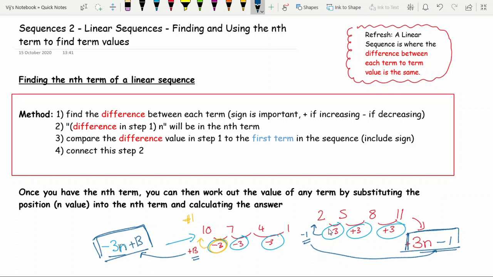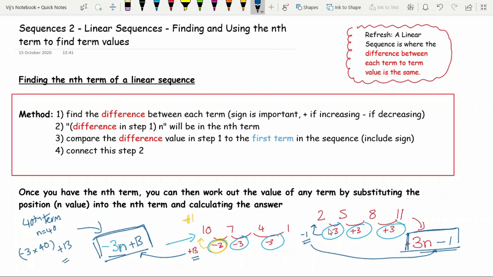Now, once you've got the nth term, to work out the value of any term, all you need to do is simply substitute the n value into the formula, and you can go from there. So, for example, if I wanted to work out what the 40th term was, then all I've got to do is swap n equals 40 into this formula. So what I have is minus 3 times 40 plus 13, and I would work that out.